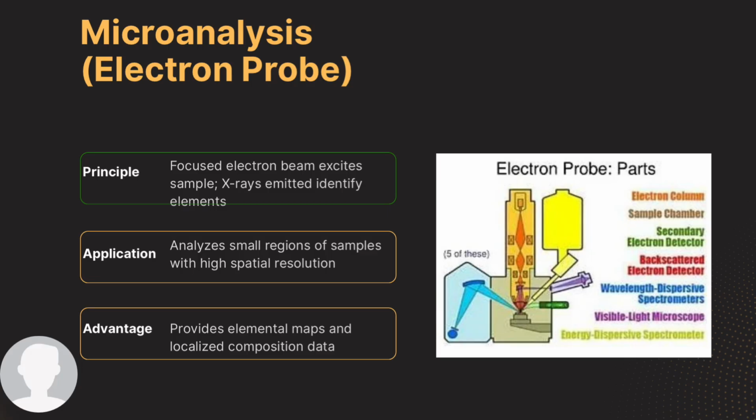For ultra-high resolution work, we turn to electron probe microanalysis. In this setup, a highly focused electron beam strikes the sample, exciting it to emit localized X-rays. This allows engineers to analyze extraordinarily tiny regions of a material with exceptional spatial resolution, providing detailed elemental maps and microcompositional data across grain boundaries.